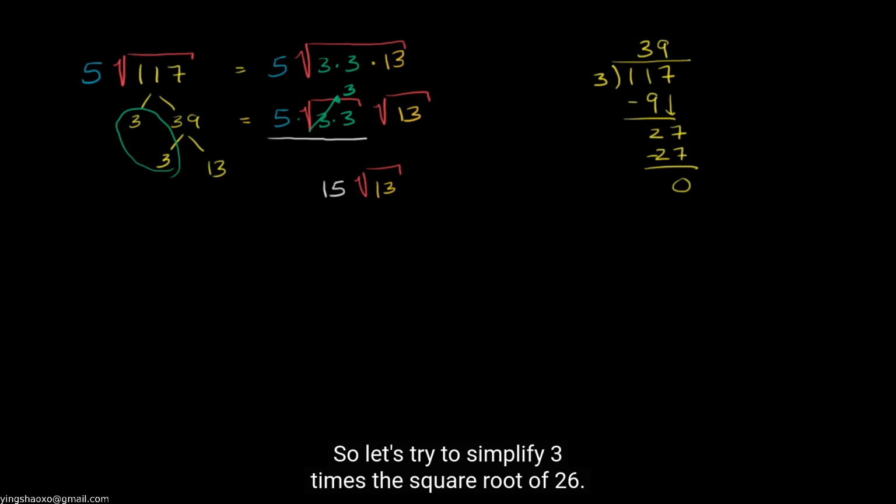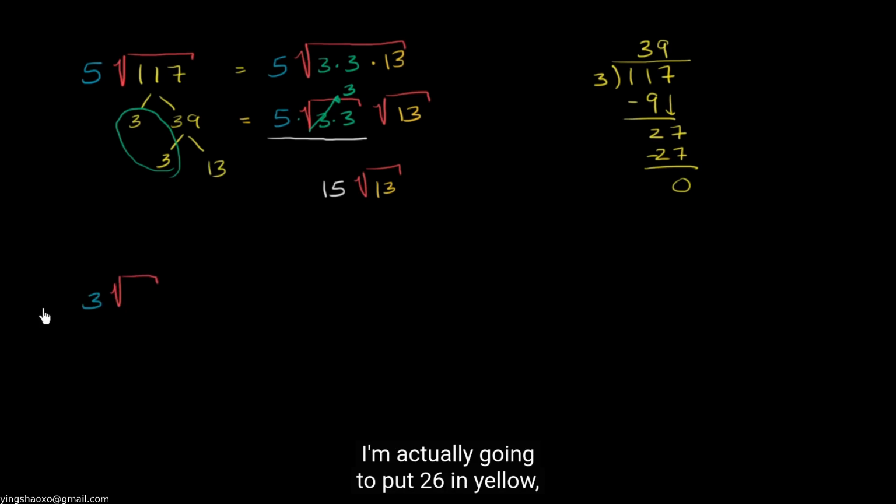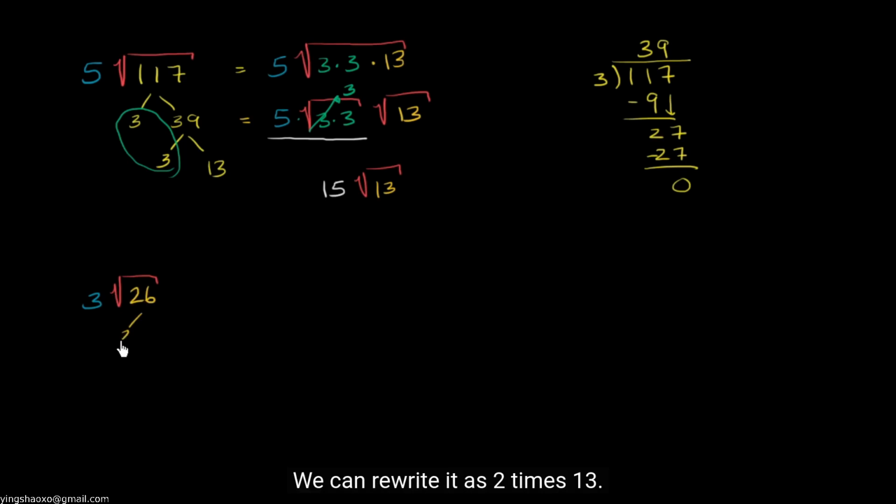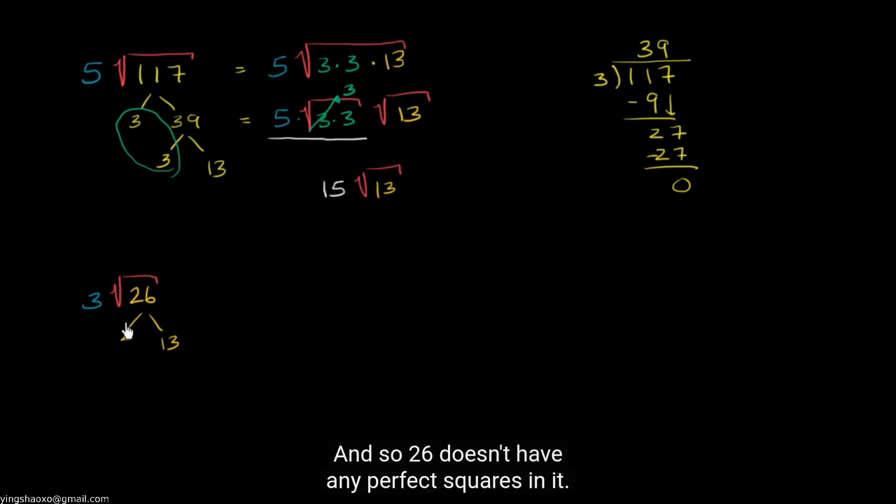Let's do one more example here. Let's try to simplify 3 times the square root of 26. 26 is clearly an even number, so it's going to be divisible by 2. We can rewrite it as 2 times 13. And then we're done. 13 is a prime number. We can't factor this anymore. And so 26 doesn't have any perfect squares in it.